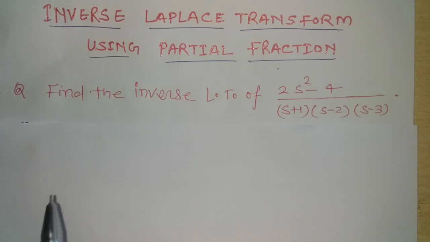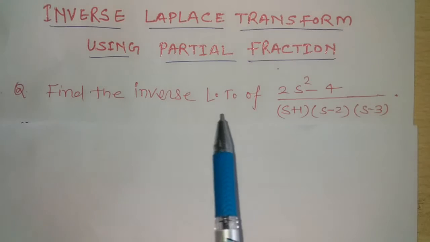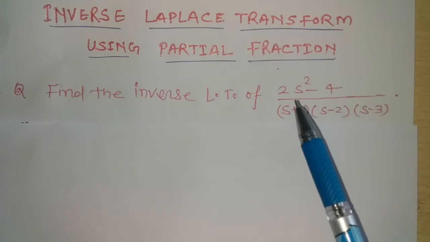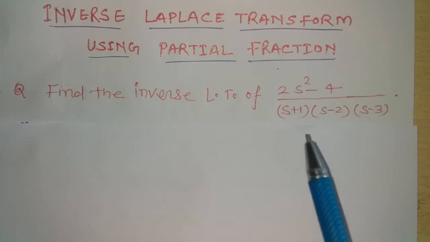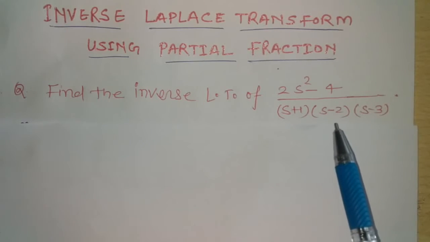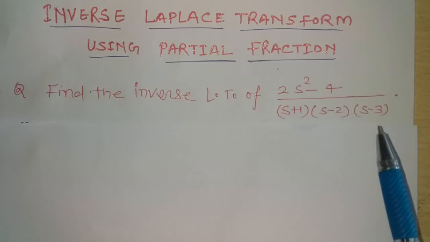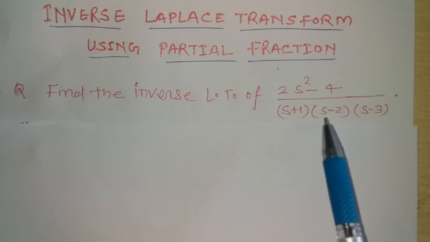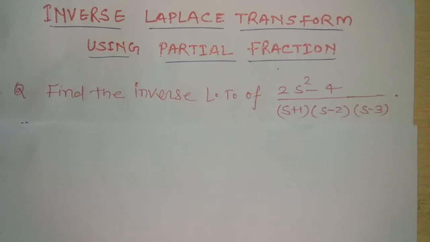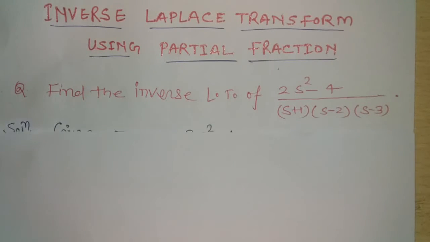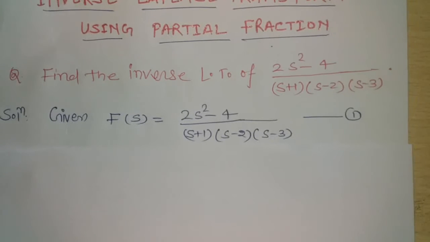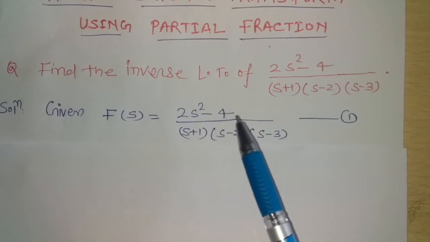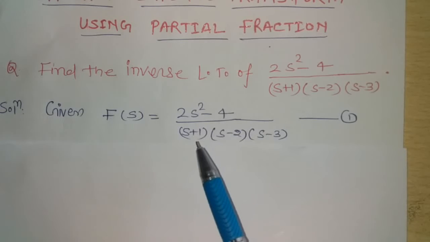The first example is: find the inverse Laplace transform of (2s² − 4) upon (s + 1)(s − 2)(s − 3). Here the denominator of this function contains non-repeated linear factors, and we have to find its inverse Laplace transform. So let f bar s be (2s² − 4) upon (s + 1)(s − 2)(s − 3).